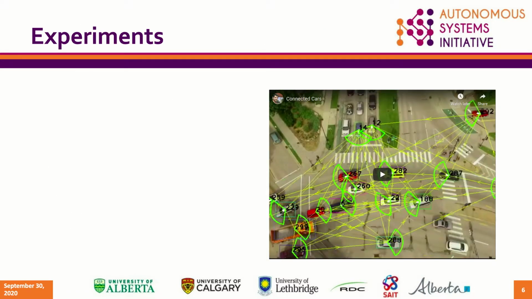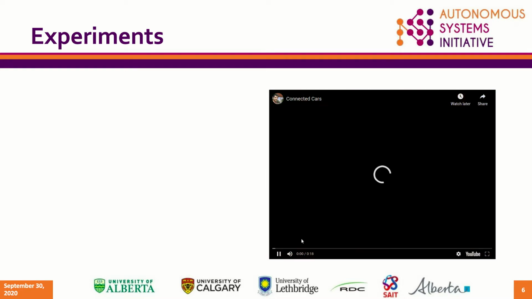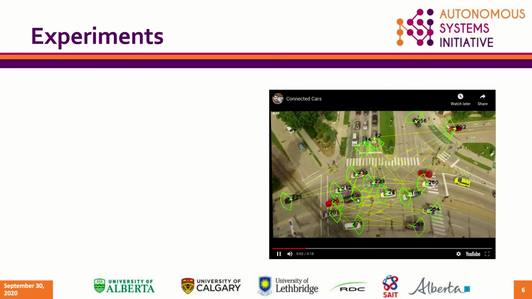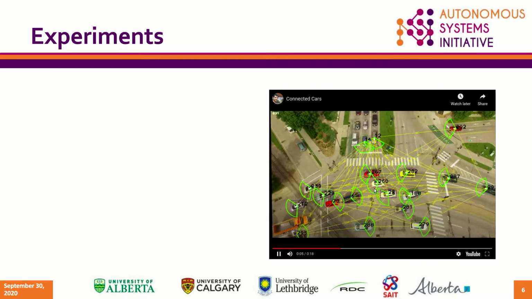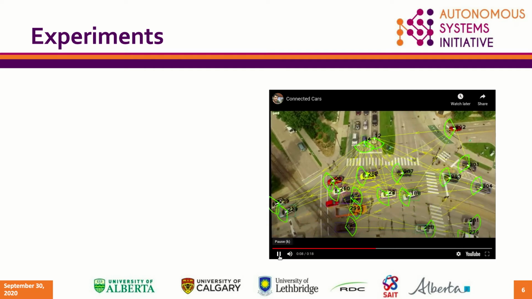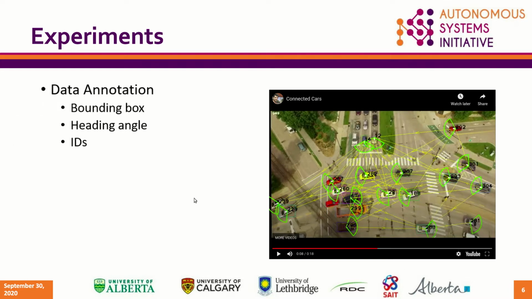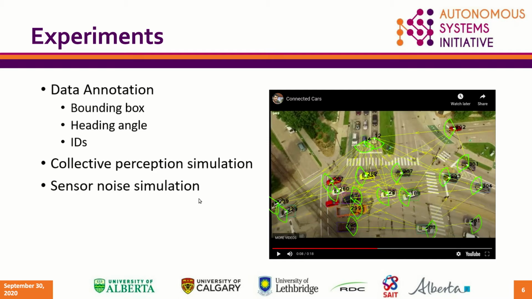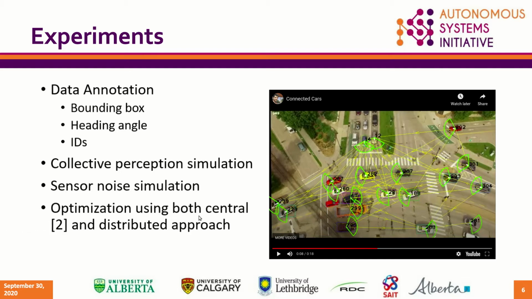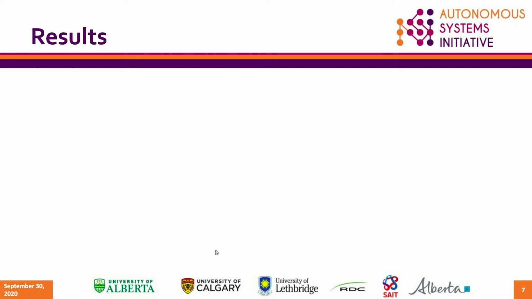For the experiments, we have annotated data captured from a public camera, and as you can see, we have the bounding boxes, the IDs, and you can see the connections here among the cars, and so using this way we are going to simulate collective perception, and we are also doing the sensor noise simulation this way, and then we are going to optimize using both central and distributed approach.